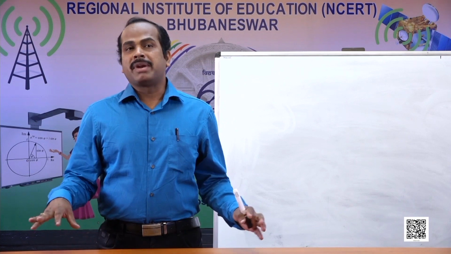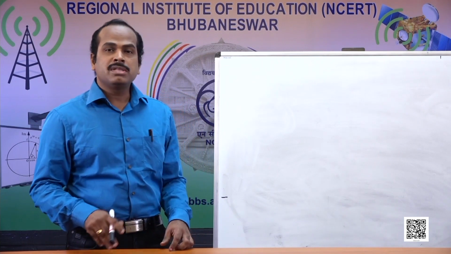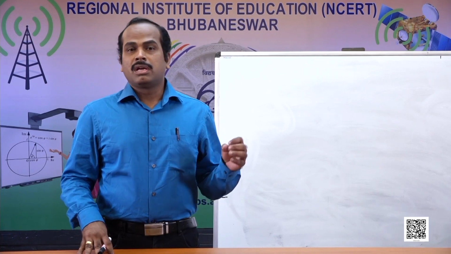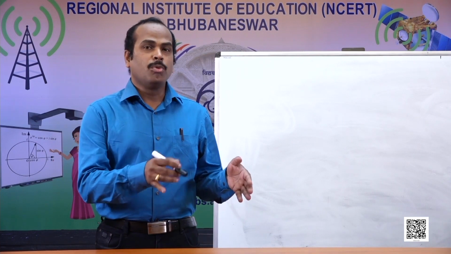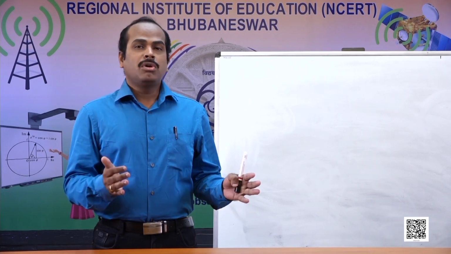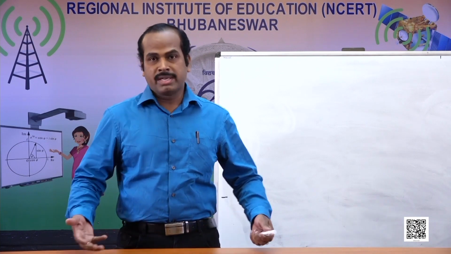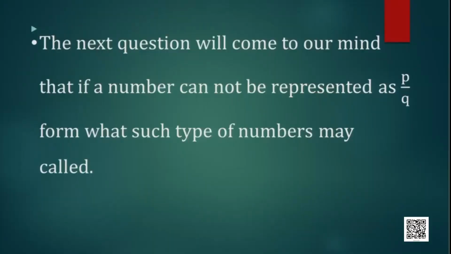The numbers which can be presented on the real number line are called real numbers. In real numbers, natural numbers, whole numbers, integers and rational numbers are there. Besides rational numbers, there are more numbers which we have not yet learned. As we know, numbers which can be presented in p by q form are called rational numbers. The numbers which cannot be presented in p by q form are called irrational numbers.